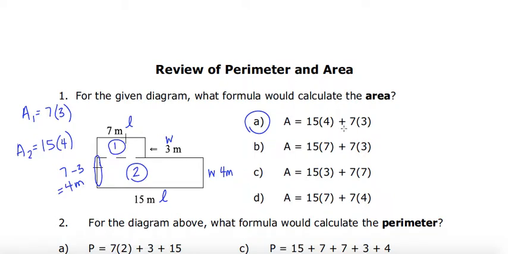And if I wanted to calculate that, I can. So 15 times 4 is 60. 7 times 3 is 21. And if I add those two together, I get 81. And my units are meters, and because it's area, I need to square that.